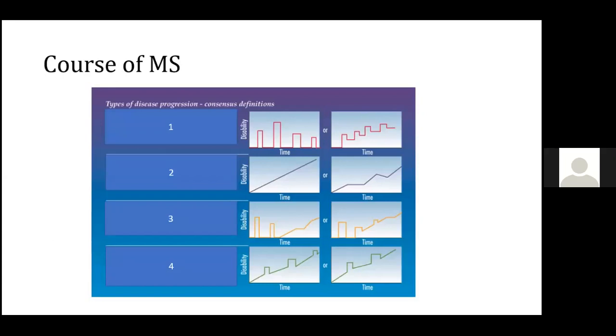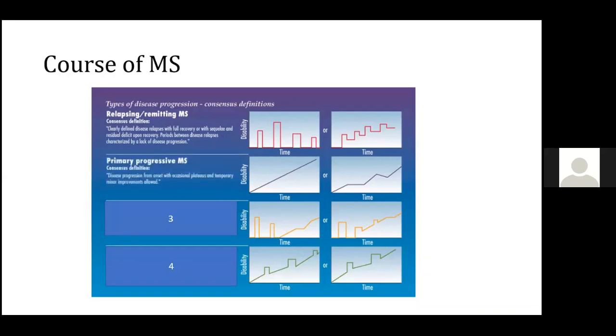So if you look at MS, there are different types, or courses, of MS. The first one, probably the most common one, is relapsing remitting MS. And this is when you get a relapse, and then you get some recovery or full recovery, you get no symptoms, and then you get another relapse.